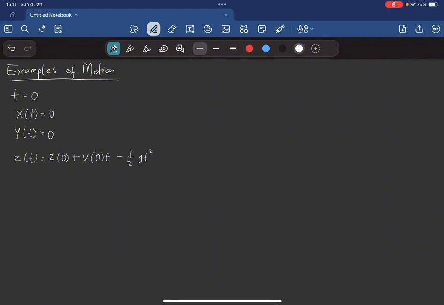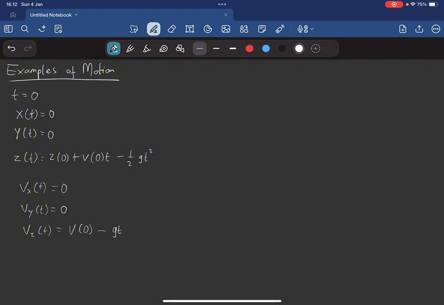We also consider g to be a constant. Let's calculate the velocity by differentiating with respect to time. So we have vx(t) still 0, vy(t) still 0, but vz(t), the velocity, will be v0 minus gt. The x and y components of velocity are 0 at all times.